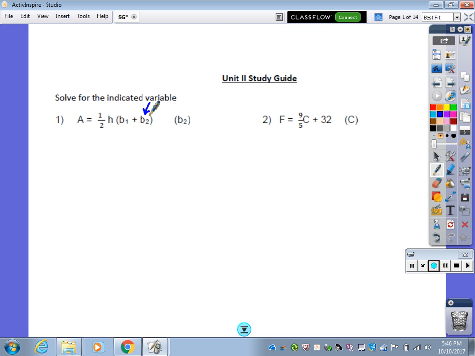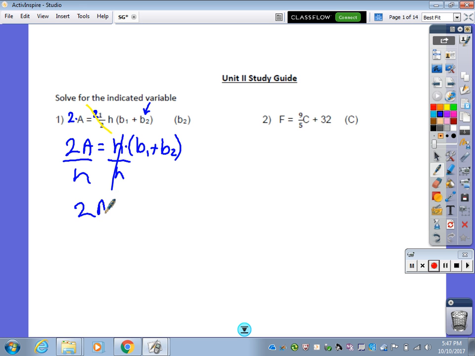In order to isolate B2, let's multiply each side of the equal sign with 2. That way, 2 and denominator 2 can simplify. We will have 2a on one side equals h times b1 plus b2 on the other side. To reach b2, next step is going to be dividing each side by h. These will cancel. 2a over h is equal to b1 plus b2.